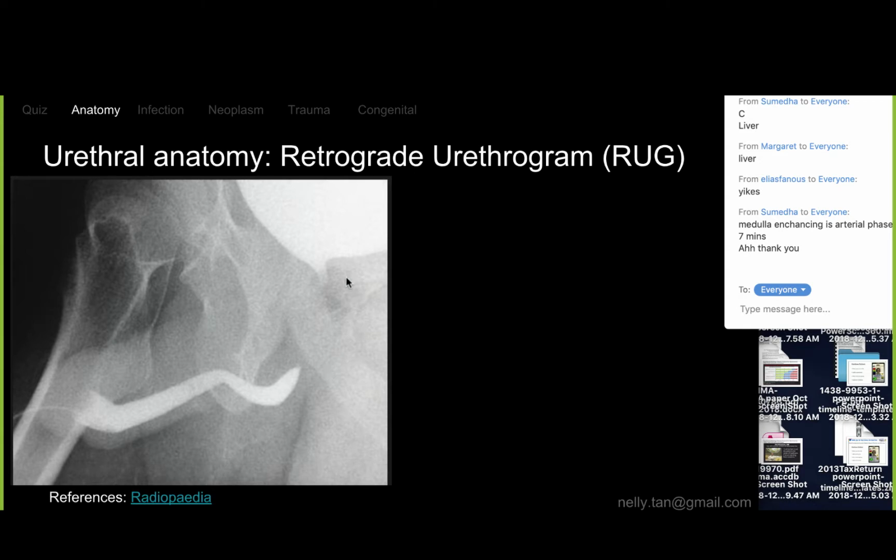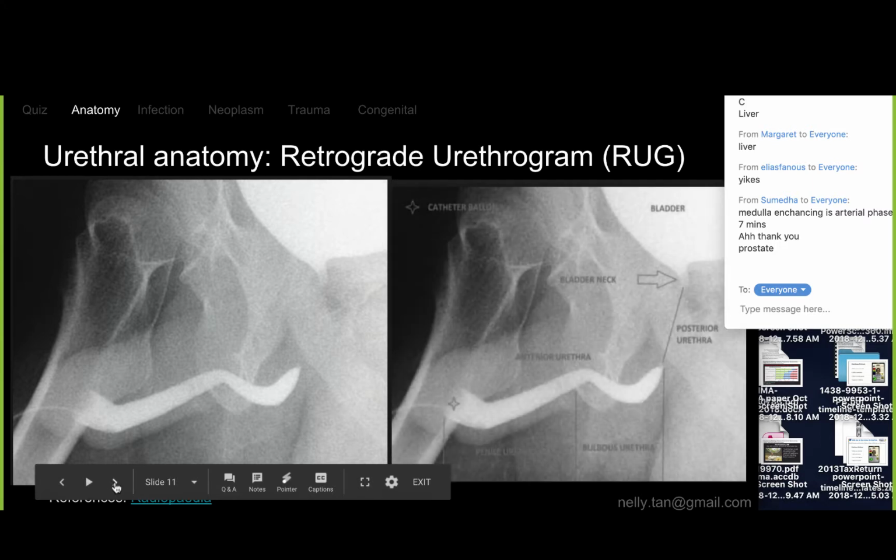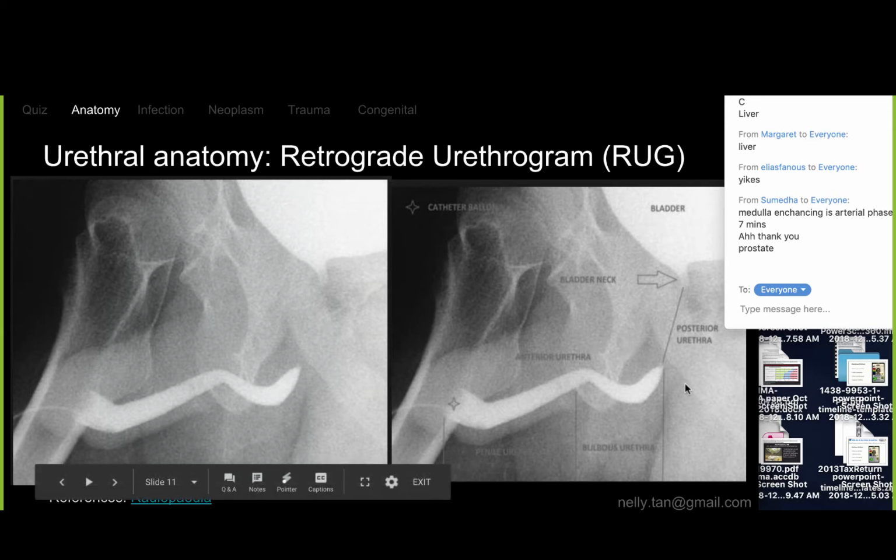This part of the urethra is not opacified because why? Yeah, so this is the prostatic urethra. The urethral lumen is going to be effaced by the pressure of the prostate, and that's normal. So these are the segments of the urethra. We have the anterior and the posterior urethra. The separation is the urogenital diaphragm, the muscular structure, and then you have the bulbous and then the penile urethra.